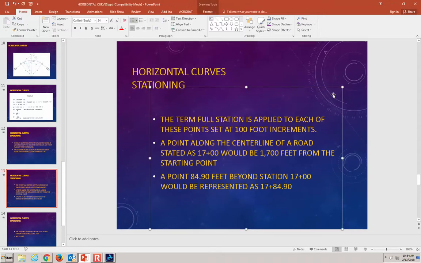So a point along the center line of the road stated as 1700, or 17 plus 00, would be 1700 feet from the starting point. Okay? So here's an example. If I was 84.90 feet beyond station 17 plus 00, I would show my station as 17 plus 84.90. That's what my station would be.